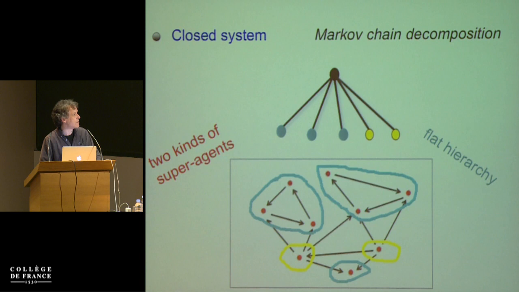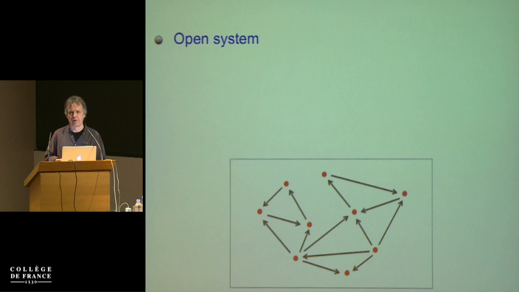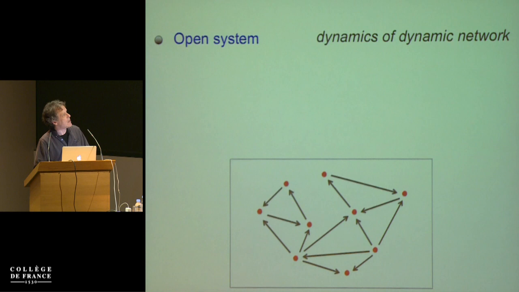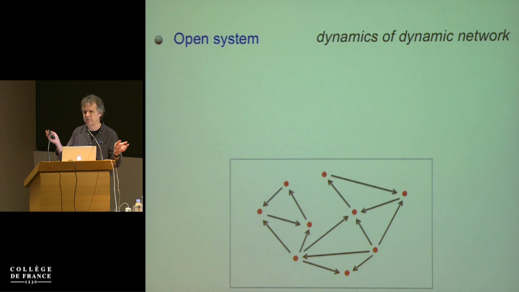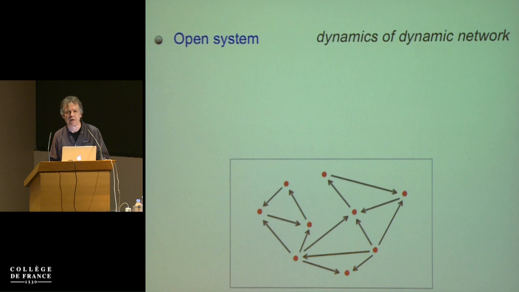Now, in open systems, those we're interested in, natural algorithms, it's a whole different thing. What you have is dynamics of dynamic networks. Dynamic networks have been studied for 30, 40 years. The field of algorithms is full of work on dynamic networks. The dynamics of networks is a very popular subject: scale-free graphs, power laws, the small world phenomenon. This is all about the dynamics of networks. But there's very little work on dynamics of dynamic networks, which is unfortunate because this is really what every living form shows.